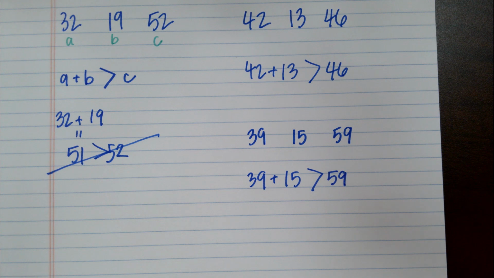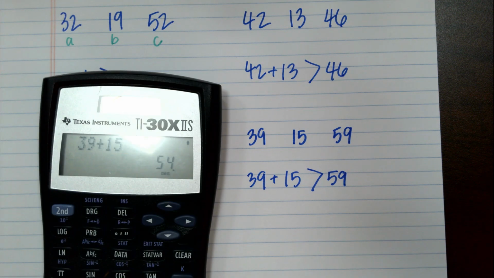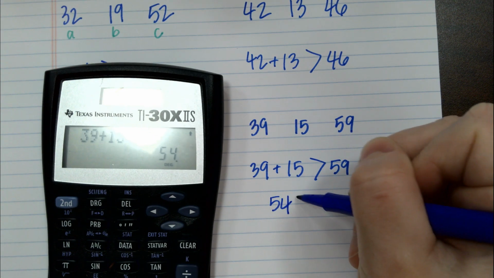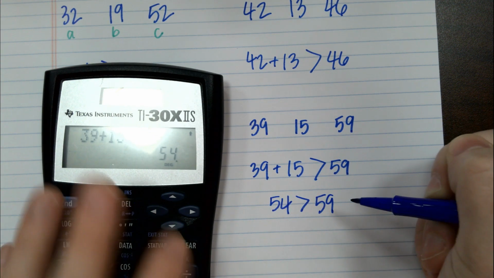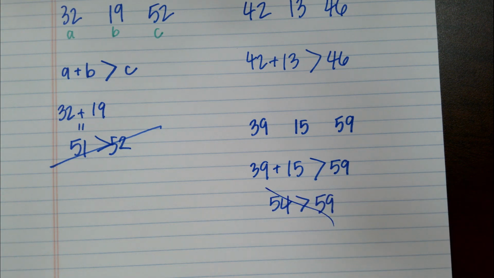Let's see what that is. 39 plus 15. I got 54. So is 54 greater than 59? No, so that's not going to make a triangle, is it? If I drag them around, we'll be able to see that that is definitely not going to work. Not at all. Okay, let's do one more of these.